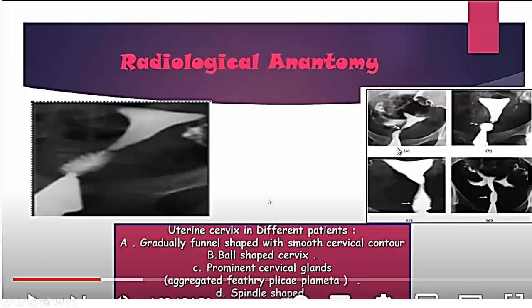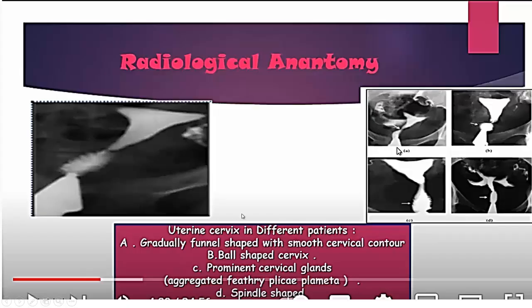Back to the radiological anatomy. Here we have the uterine cervix. The first part to be opacified is the uterine cervix. The uterine cervix is funnel-shaped with a smooth cervical contour, or ball-shaped. Sometimes we have prominent cervical glands. We say that they are aggregated feathery plicae palmatae, giving a spindle-shaped appearance of the cervix.